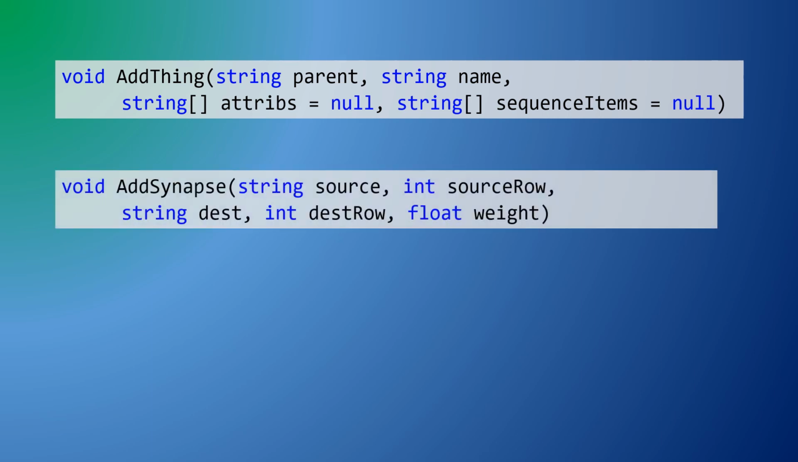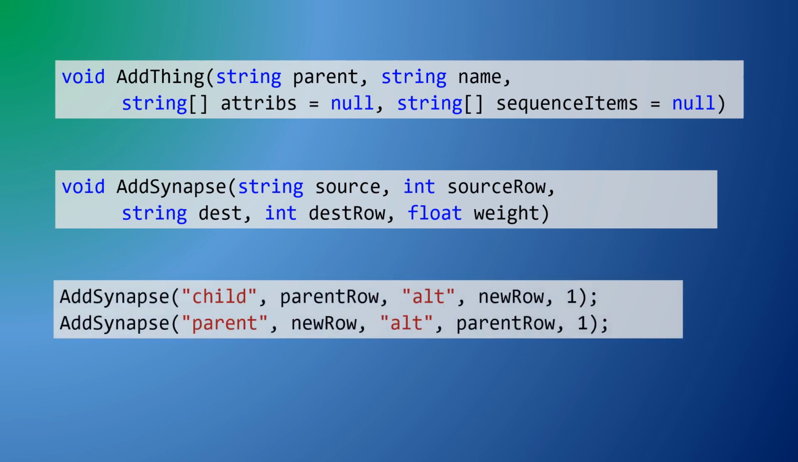Synapses are added with a single function, addSynapse, which adds a single synapse from the source neuron to the destination neuron with a given weight. Again, I refer to columns by name so I can keep track of them while developing the program. So adding a parent-child relationship requires just 2 instructions.